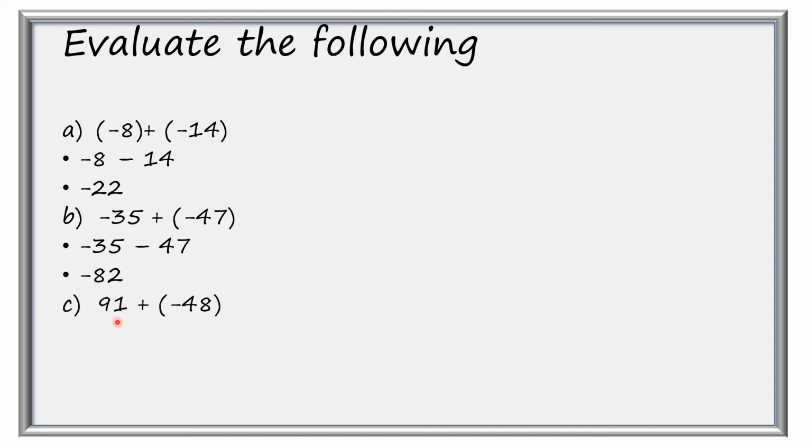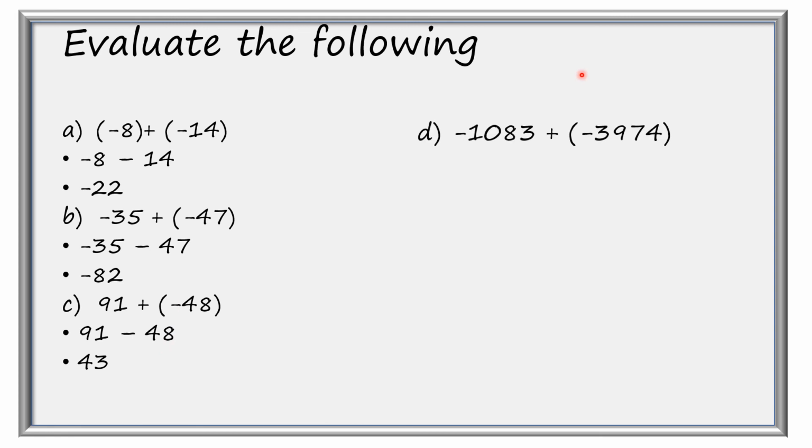Again, here is 91. 91 is a positive integer and we will add a negative integer to it, minus 48. One is positive, one is negative. It means we will do subtraction. We will subtract 48 from 91 because 91 is greater than 48. And what will we get? We will get the answer 43, and we will put the sign of plus. It means 43 will be a positive integer. Why will we put the sign of plus? Because the absolute value of 91 is greater than the absolute value of minus 48.